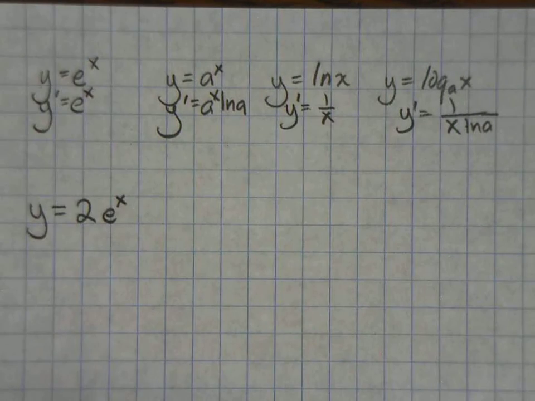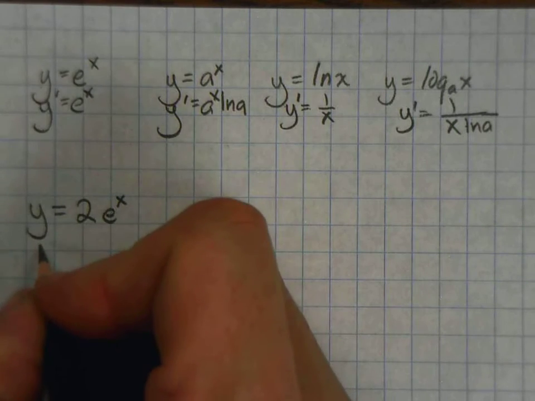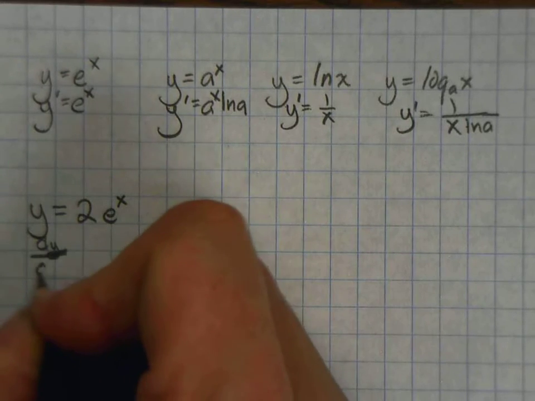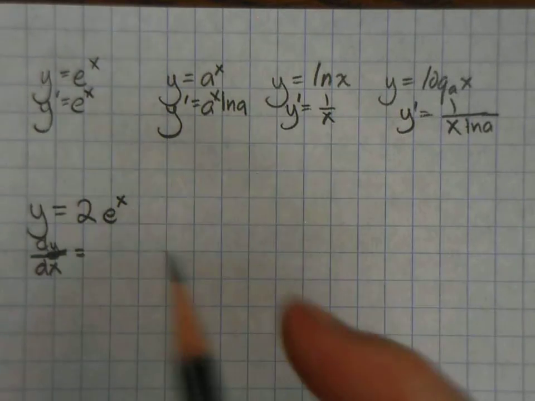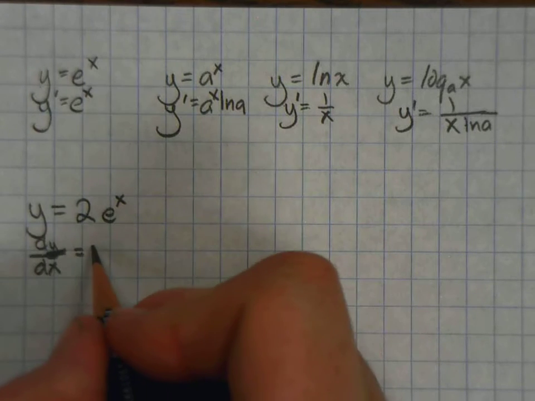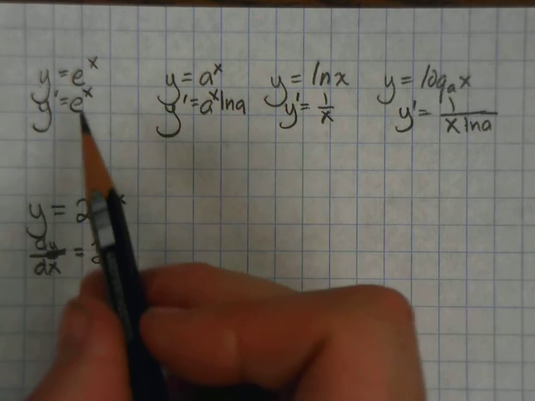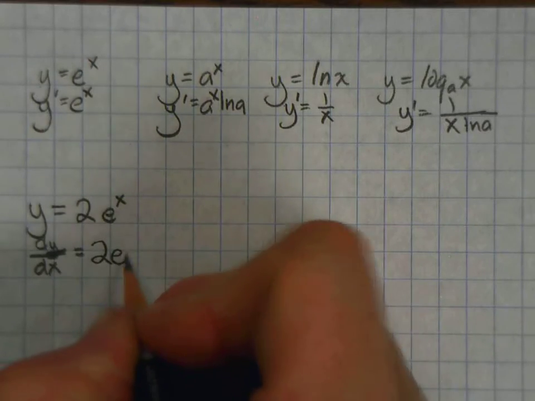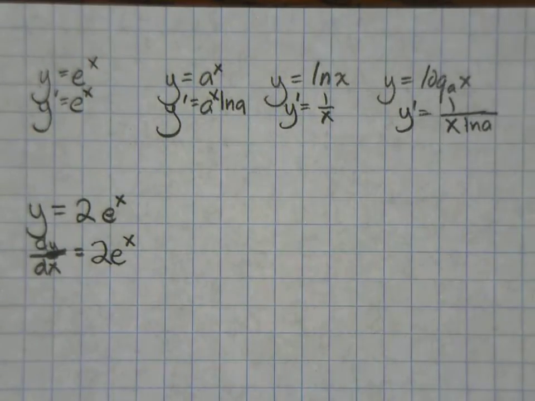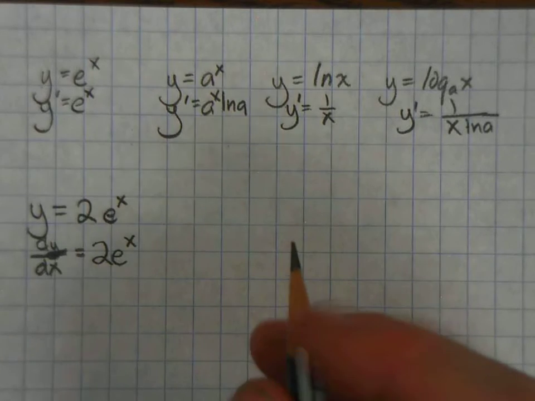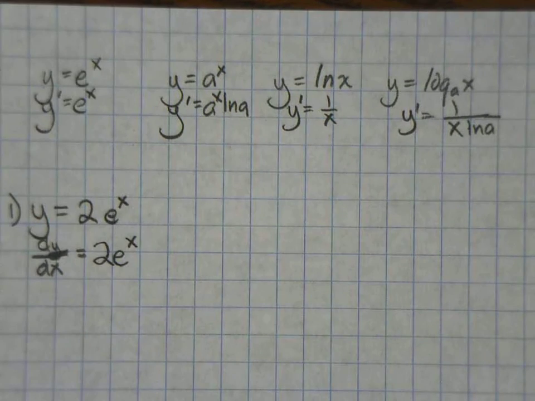which is a pretty easy derivative. To find that derivative, I'm going to use dy dx instead of y prime. The derivative of 2 times a function is 2 times the derivative of that function. Our function is e to the power x, which has a derivative of e to the power of x. Pretty easy.